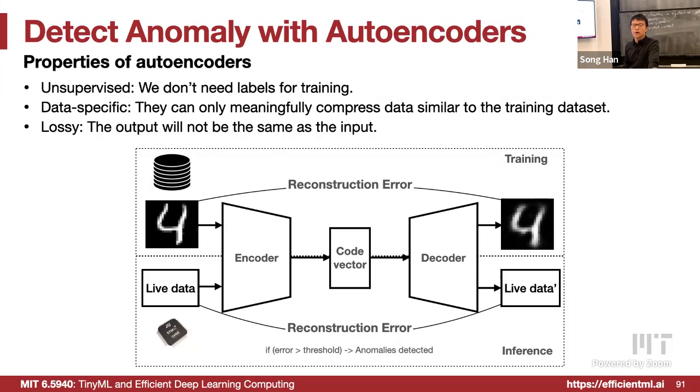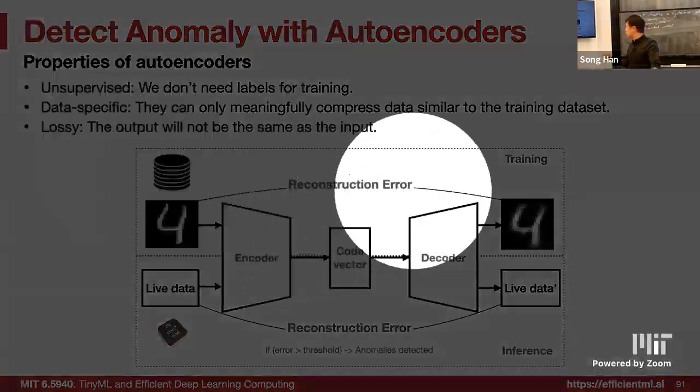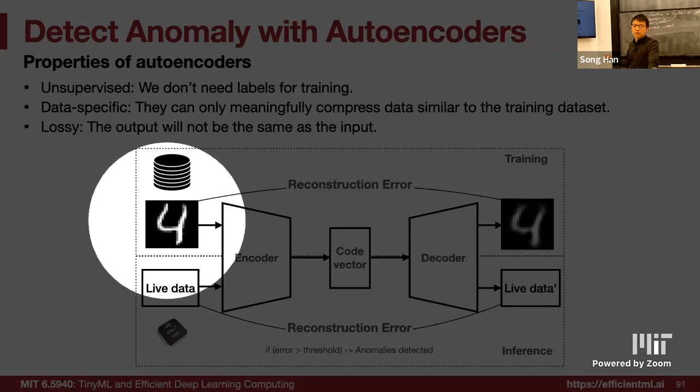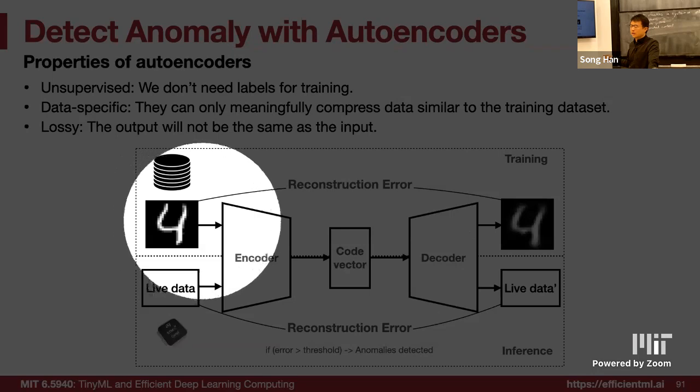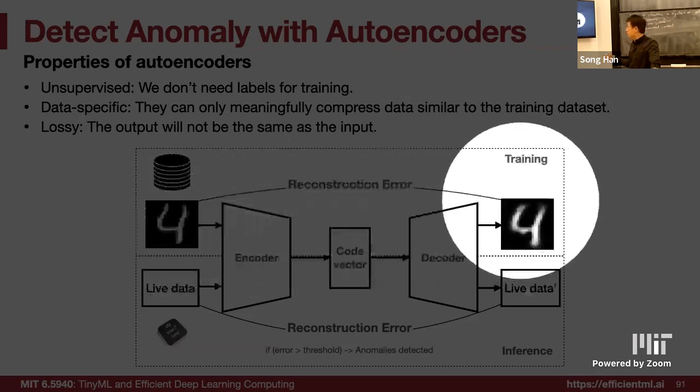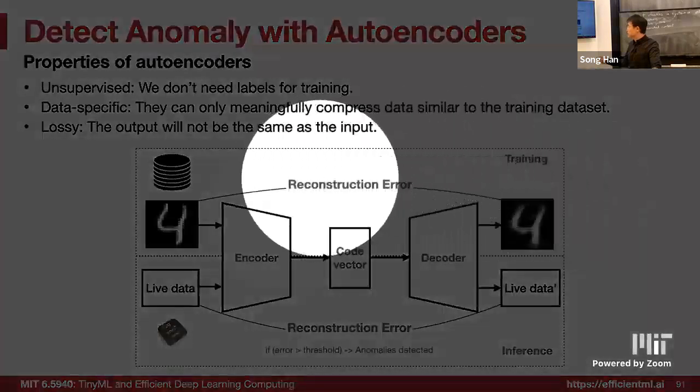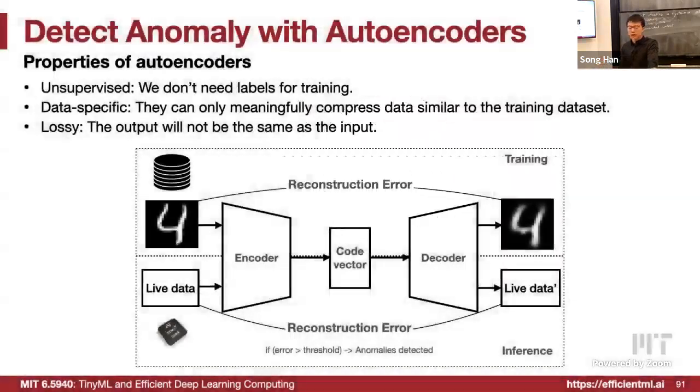So it cannot reconstruct an abnormal input data. Therefore, the reconstruction error will be high. But if the input image follows the normal distribution, which has a lot of such images in the training data, the autoencoder will be able to reconstruct the output. So the reconstruction error will be low for normal data and will be high for abnormal data.